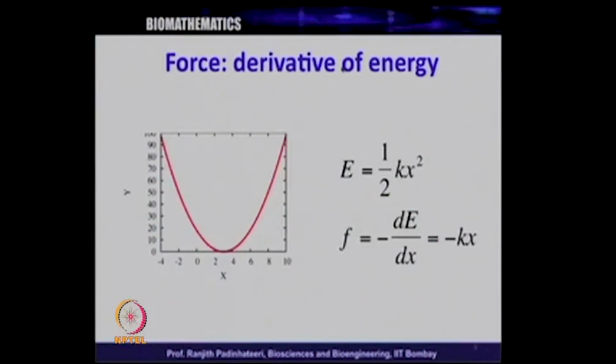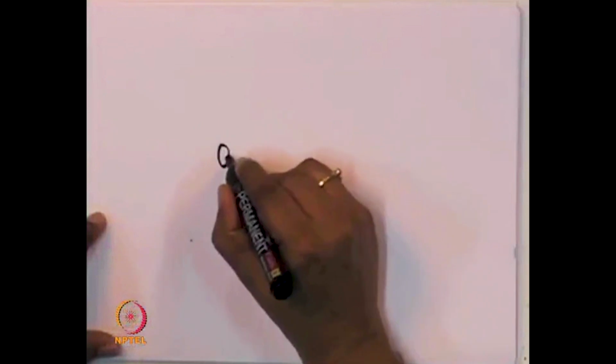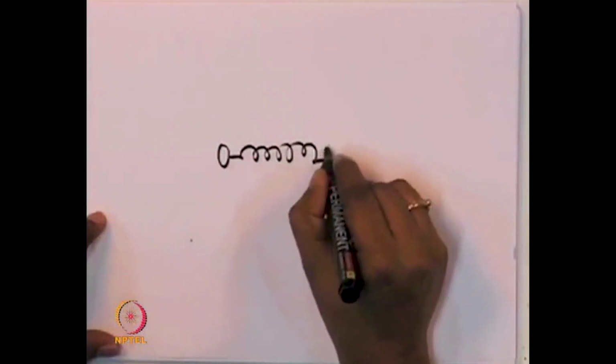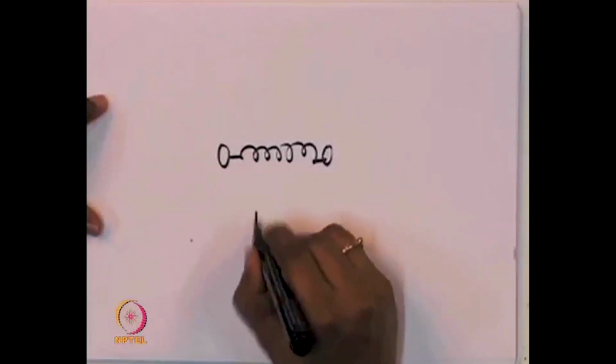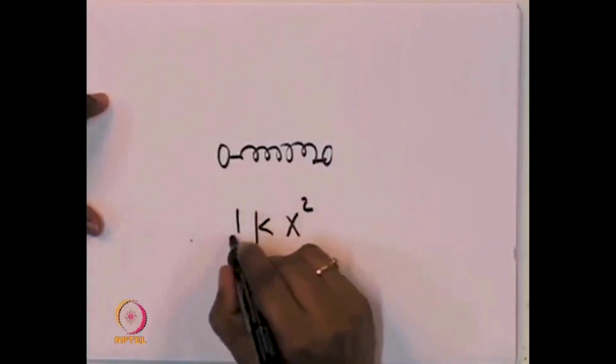Now, when I say force is a derivative of energy, let us consider a spring-like protein, a protein that can be stretched a bit. If you draw here, you have a spring-like protein which can be stretched. You can apply some force on it and then stretch it. So, you have this energy. We know that the stretching energy is half k x square. This is the energy.